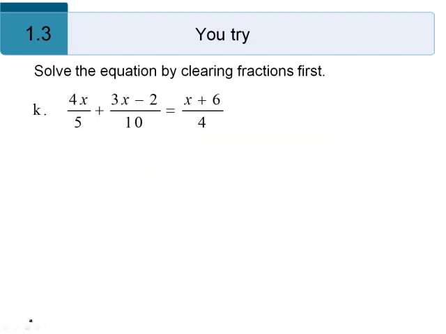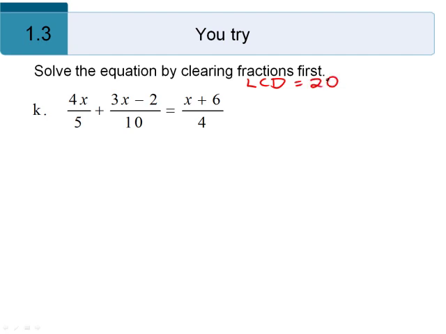Alright, K, good grief, they just keep getting longer. So 5 and 10, those both go into 10, but 4 doesn't. But 5 and 4 both go into 20, and so does 10. So there is our common denominator.